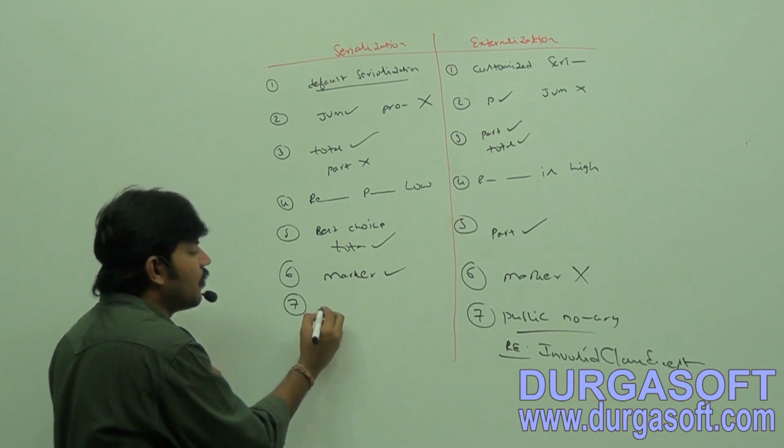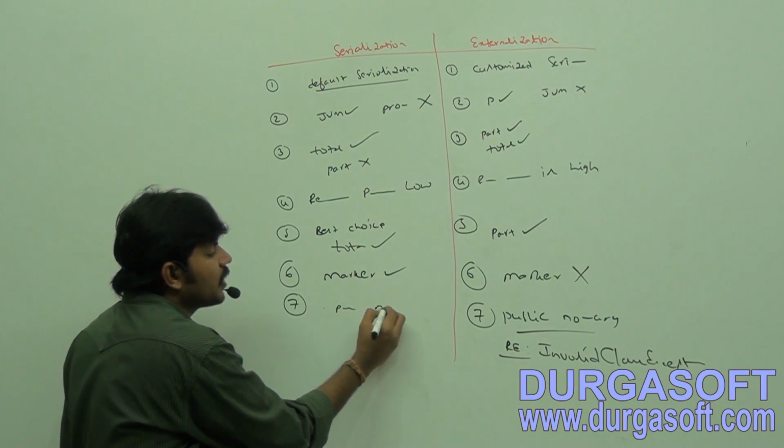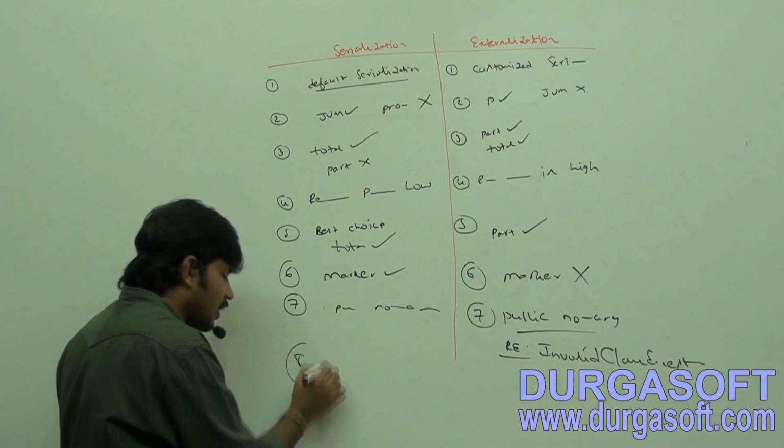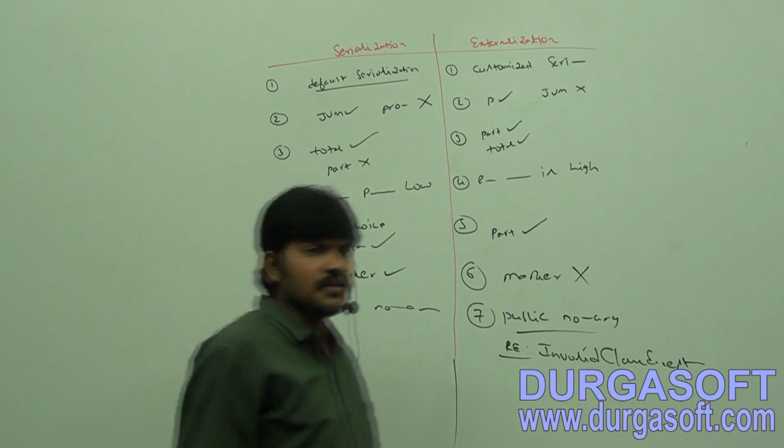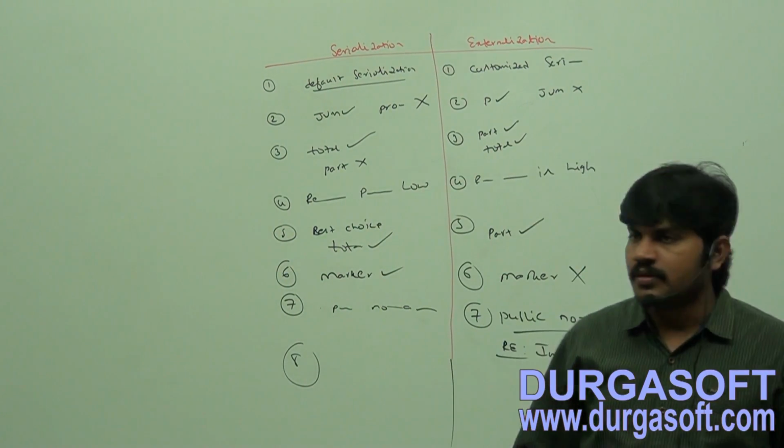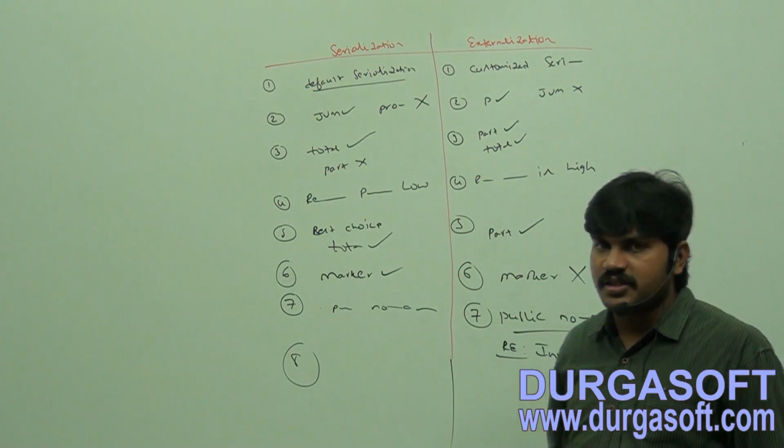There is no... So, not required to contain public no argument constructor. Last one. Here, last one. Does the transient keyword play a role in serialization or not?